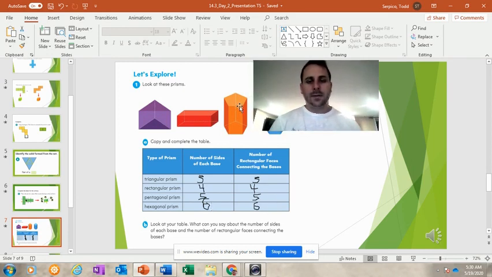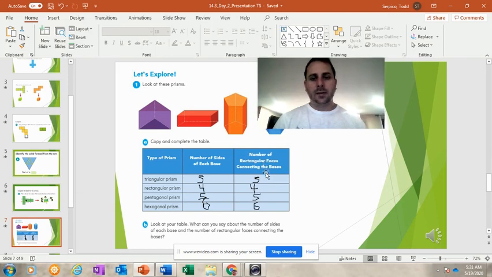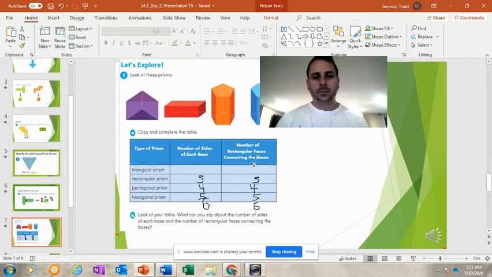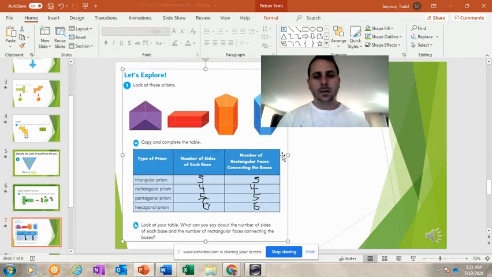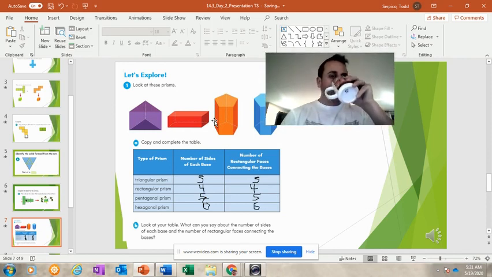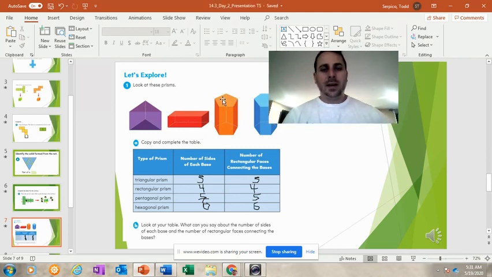Pentagonal, you've got the 5 sides hitting the bases, and then the number of rectangular faces connecting the bases is 5 again. 1, 2, 3, 4, 5. 5 rectangles all going around this base or this face of a pentagon.